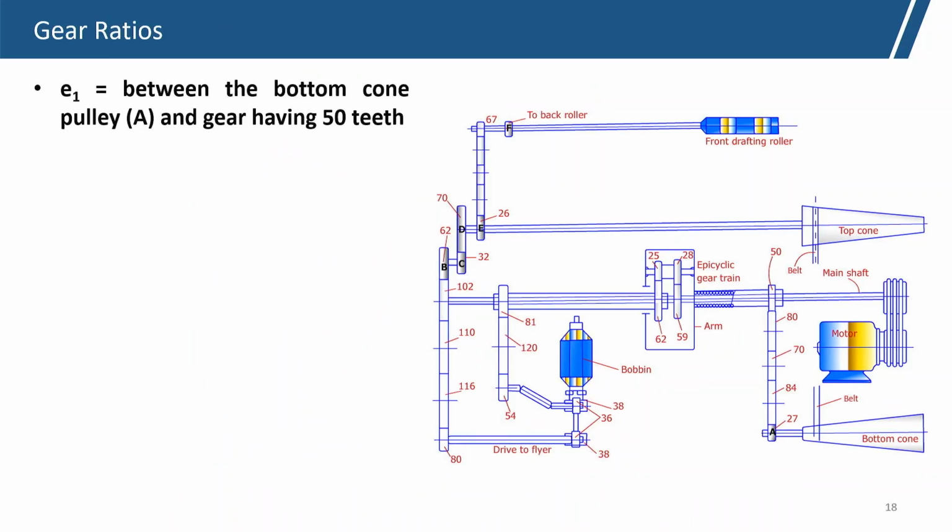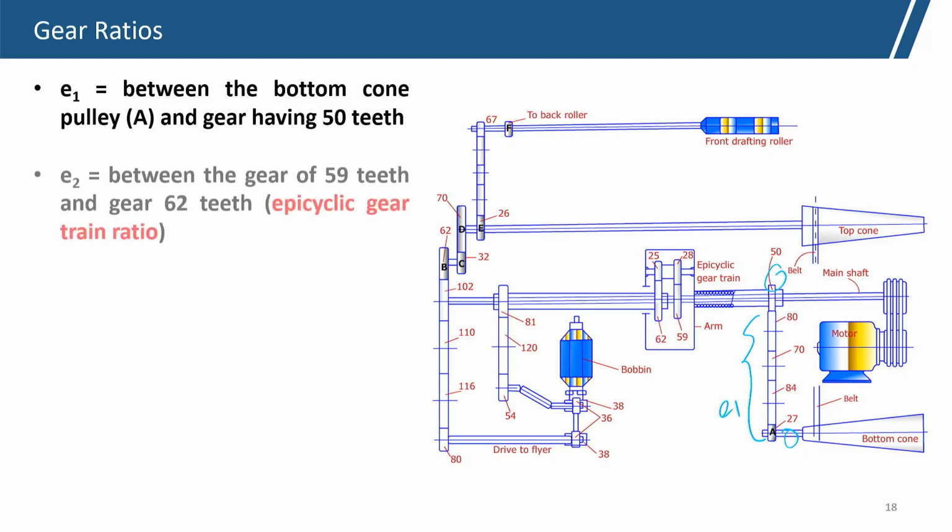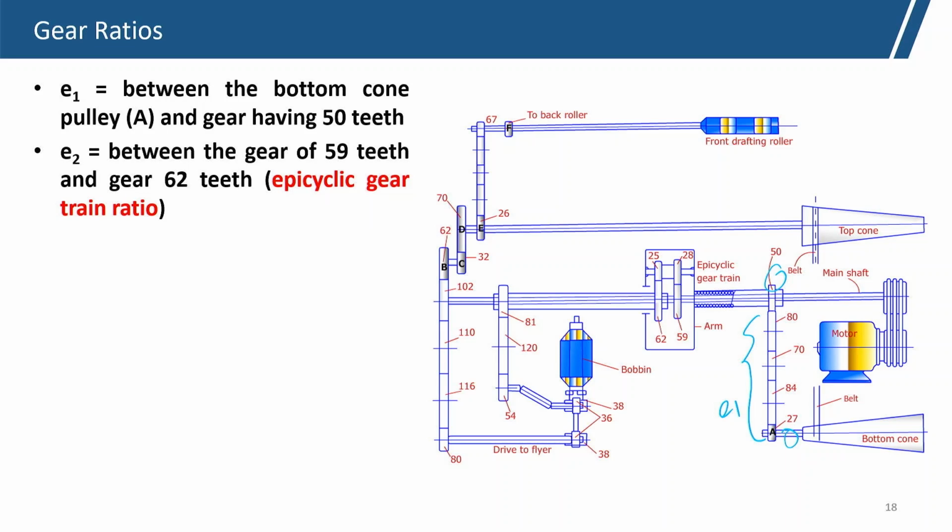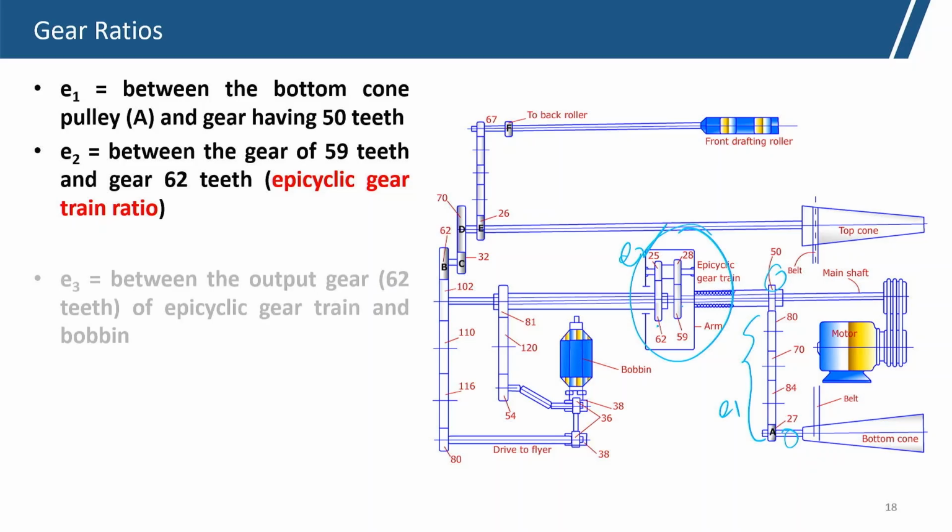Now, the gear ratio, let us see the different gear ratios we will consider. E1 is the gear ratio between the bottom cone pulley and the gear with 50 teeth. So, from the bottom cone pulley RPM to the 50 teeth, this gear ratio is E1, straightforward, that we can always get. E2 is the epicyclic gear. So, between 59 and 62, this gear ratio is E2, this can also be calculated.